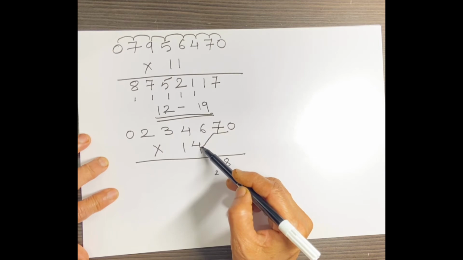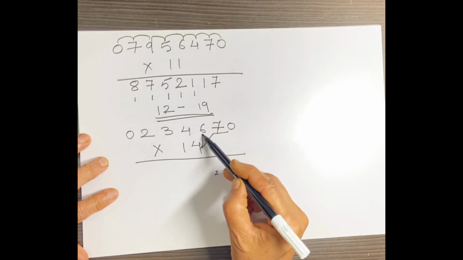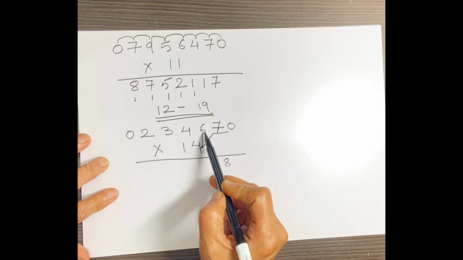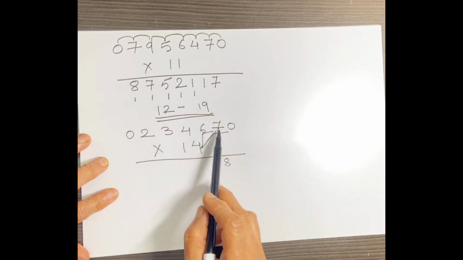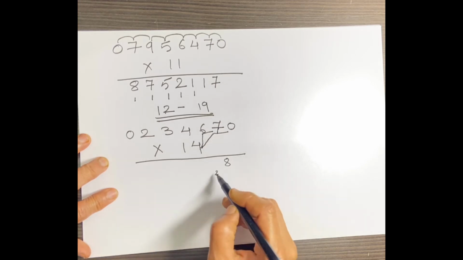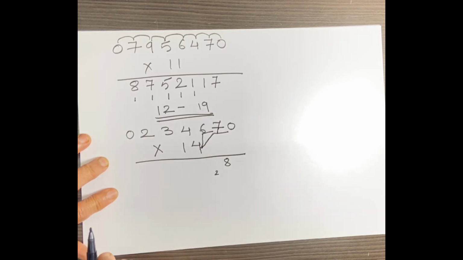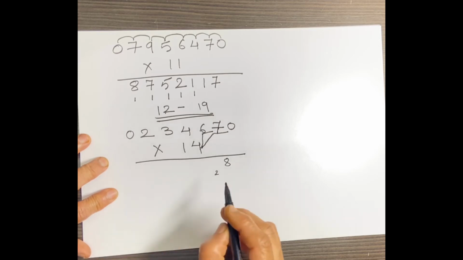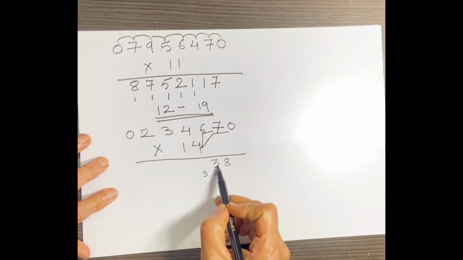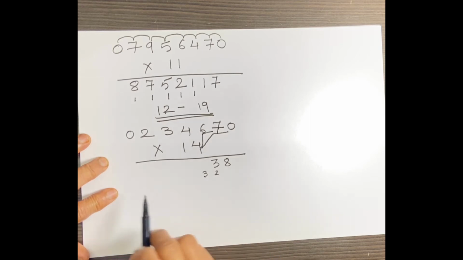Now, next, again the same. 4 sixes are 24. Go back and add the number. So, 24 plus 7 is 31. 31 plus, we will have to add the carry over here. 31 plus 2, 33. Again units place and 3 will be carry over.